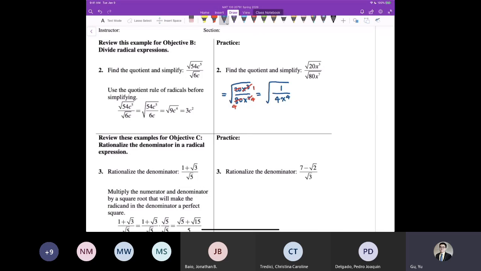Once we simplify the quotient, you could take a square root of both the top and the bottom. Square root of 1 over, and then for the denominator, I'm going to do square root of 4, square root of x to the 4th. And then you simplify. Square root of 1 is simply 1. Square root of 4 is 2. Square root of x to the 4th is x squared. And that is the answer to number 2. And it does look very nice. After we simplify, it becomes a perfect square.